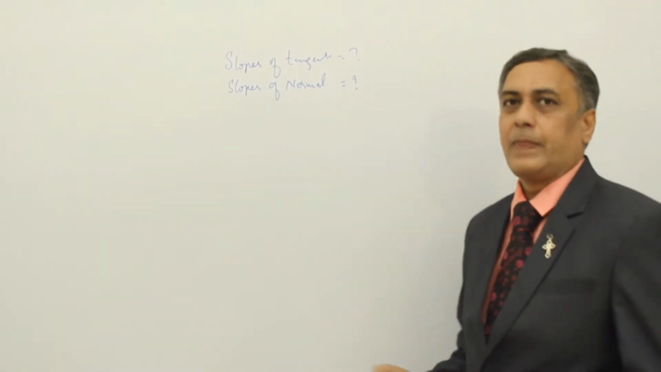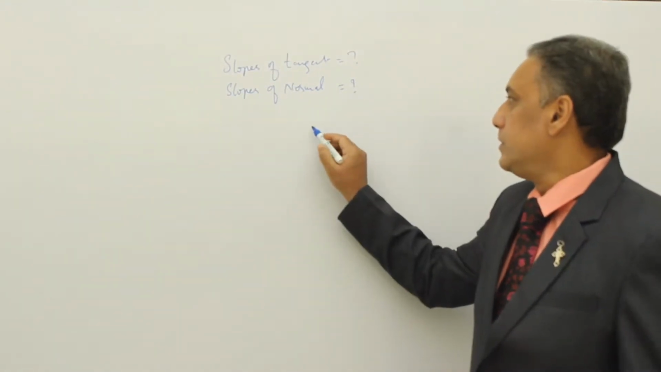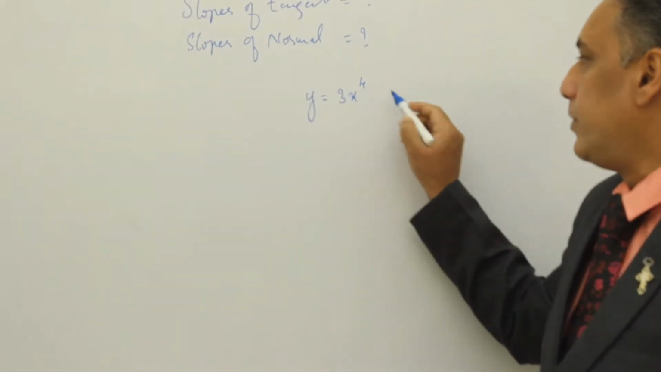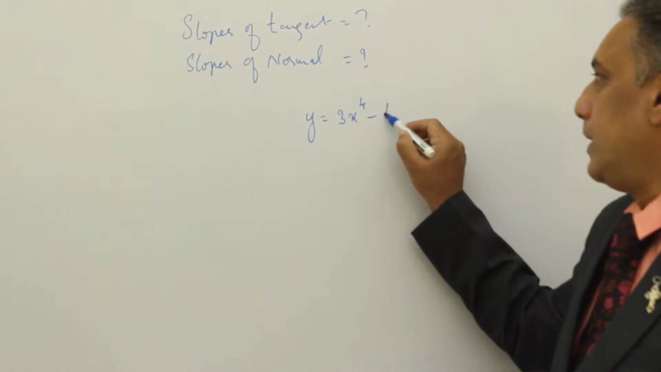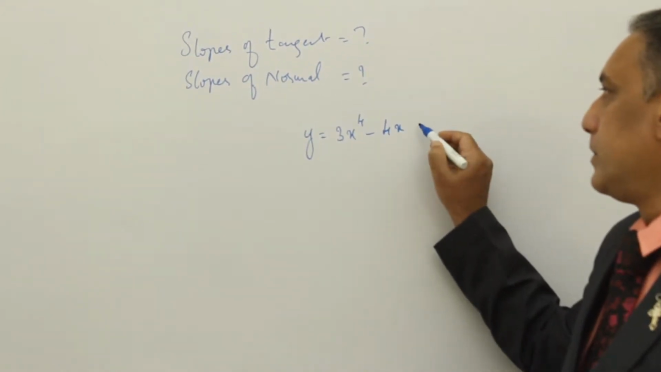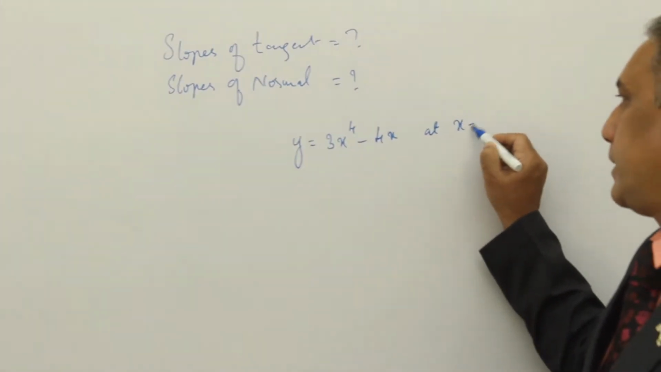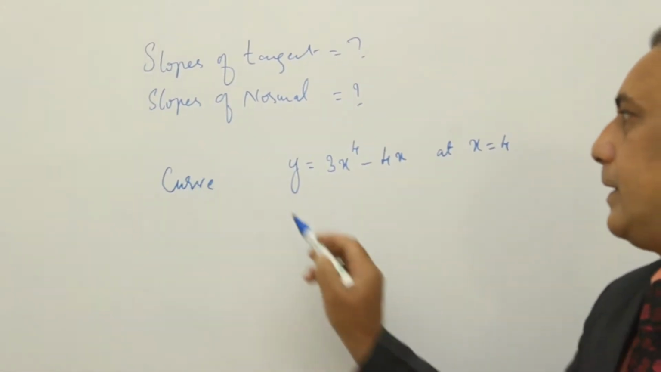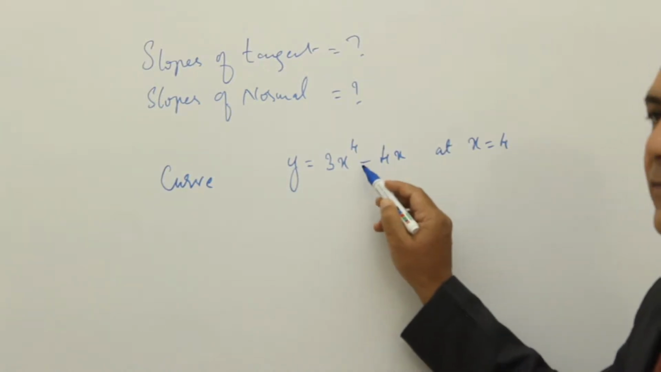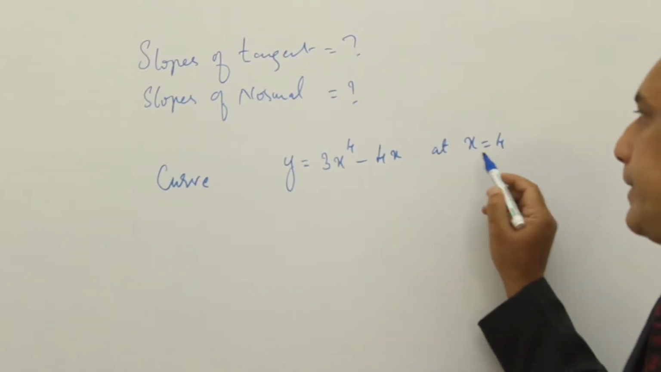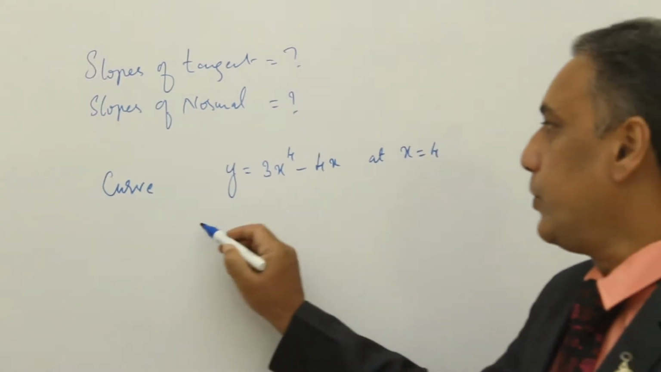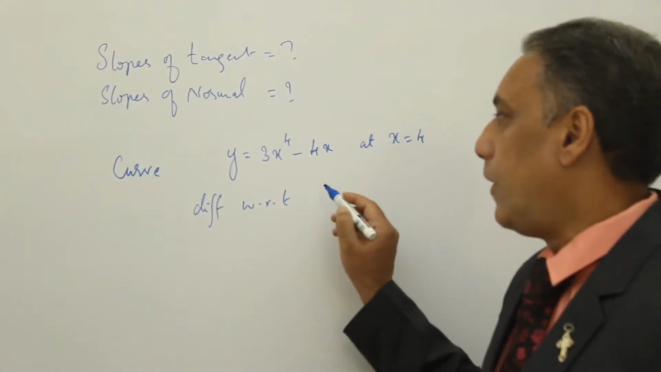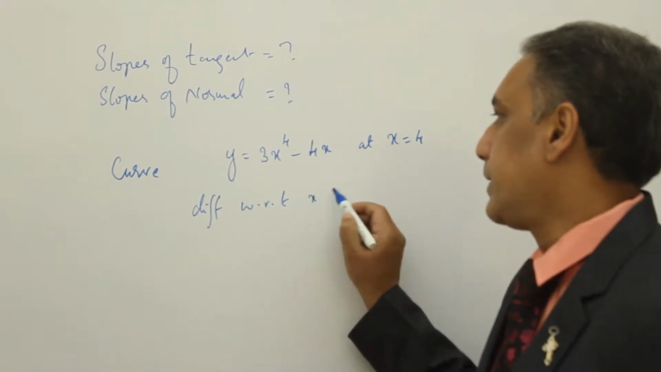To the curve y equals 3x to the power 4 minus 4x at x equal to 4. So this is the equation of the curve, that is, y equals 3x to the power 4 minus 4x at x equal to 4. What you do is you directly differentiate to get the slope of tangent with respect to x.